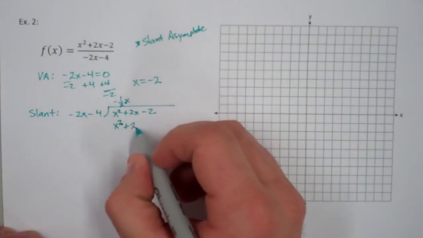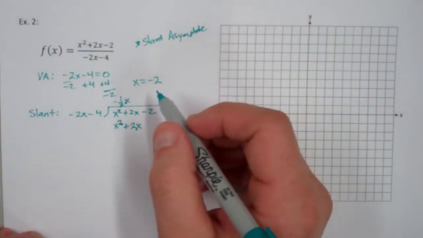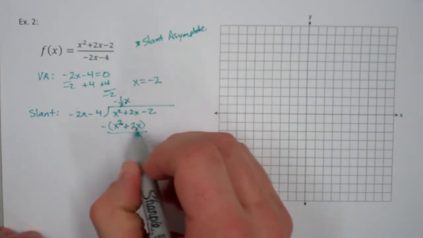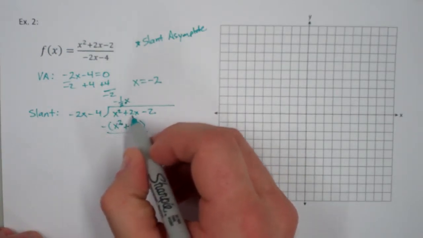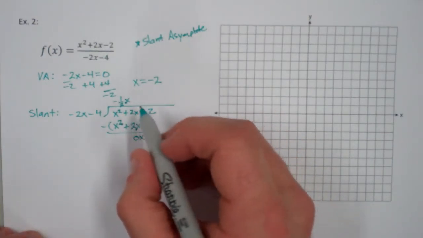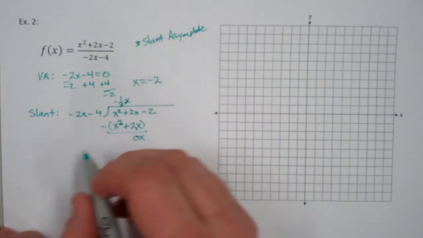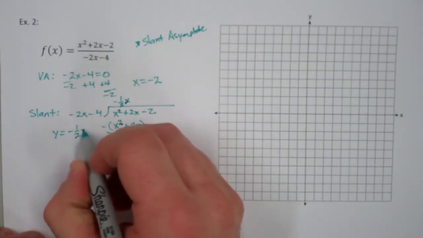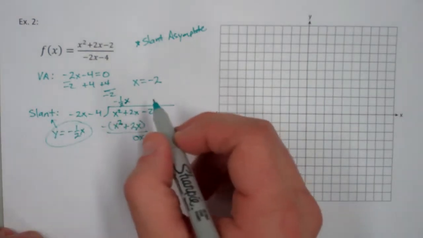Alright. And we'll subtract those out, and we'll see what we get here. So that's x squared minus x squared, that's 0, and 2x minus 2x is also 0x. So we don't have to add anything else here. It appears that our slant asymptote is at y is equal to negative 1/2 x.